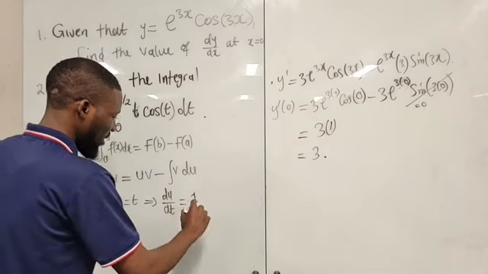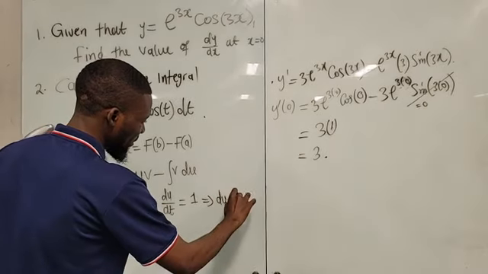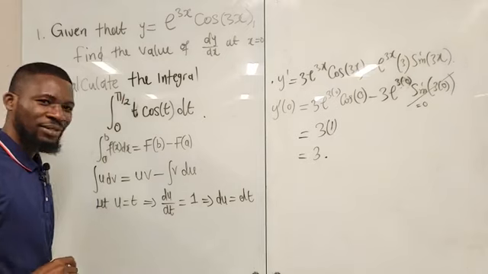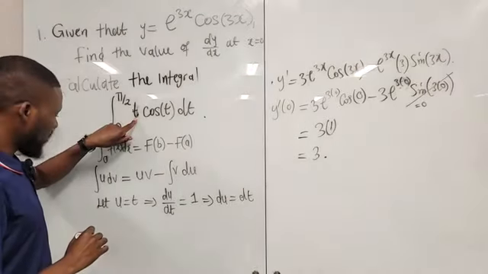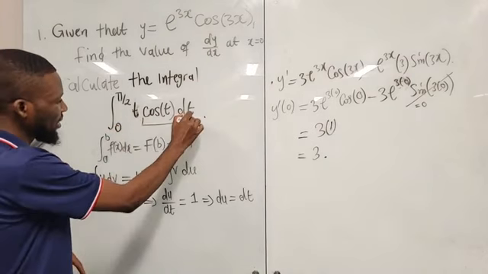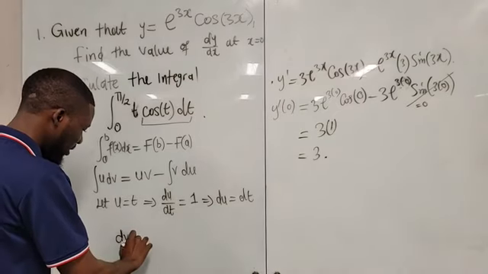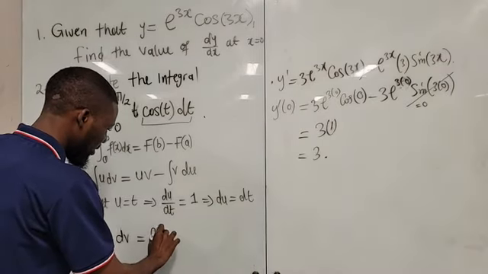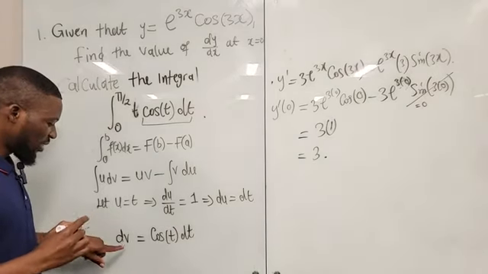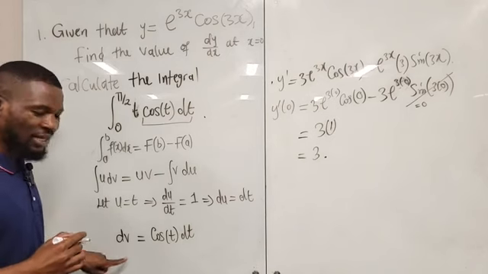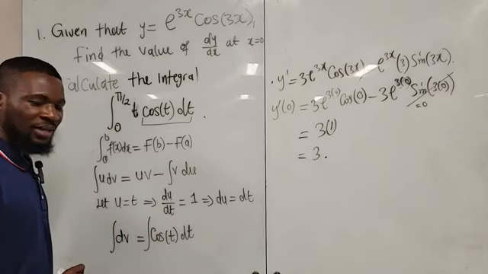So I can multiply throughout here, and this implies du is equal to dt. Very good. Next, we have u is t, so the remaining part is our dv. So the derivative of v is equal to cos t dt. Now, since we want v, we are going to take the integral of both sides.